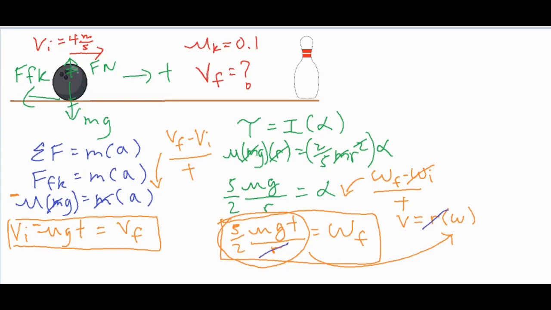And then this would be equivalent to the velocity. So the velocity would be equivalent to 5/2 mu gt, and then our r is gone. And then we have our previous setup where it's VI minus mu GT equals VF. So let's go ahead and clear some room and then combine these two together to get our final solution.